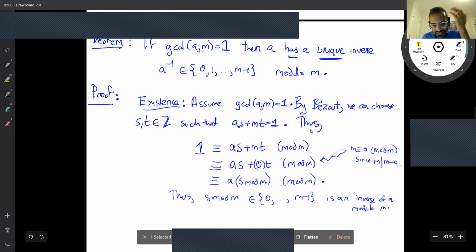And this actually answers both question 1 and question 2, at least partially. It tells me if they're relatively prime, then there is an inverse, and it tells me how to find the inverse. How would I find the inverse? If I told you find the inverse of this number modulo m, what would you do? The bottom line where you've written A times S mod m. No. So that's 1 is congruent to A times S mod m modulo m.